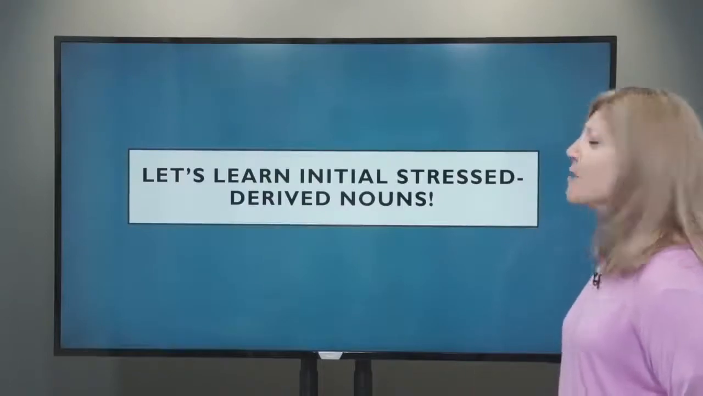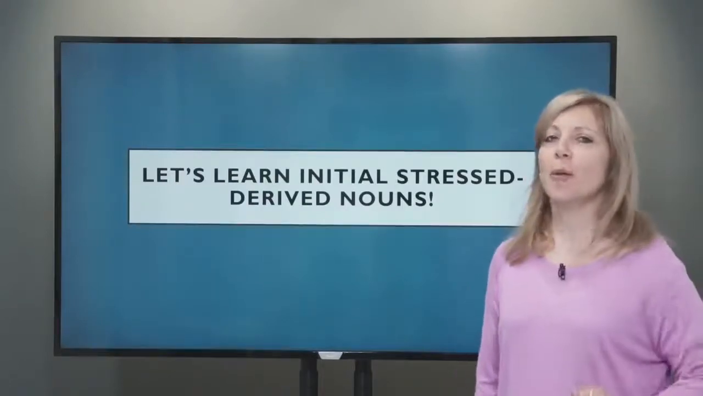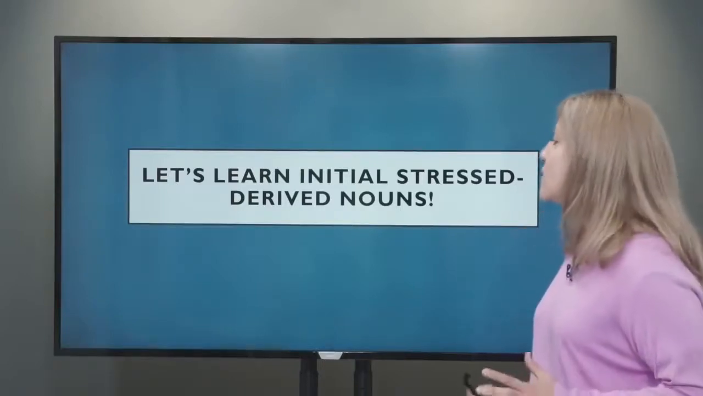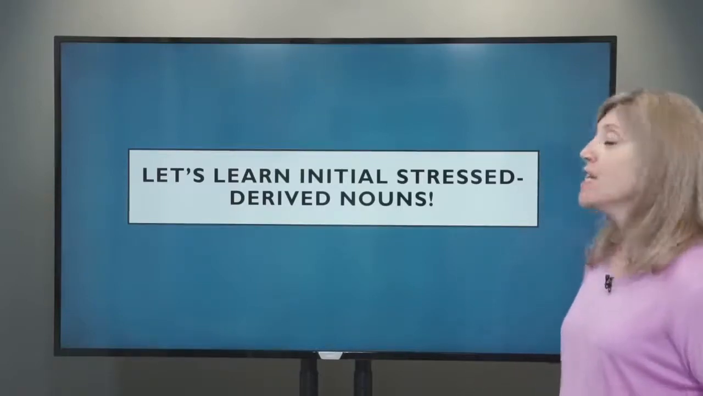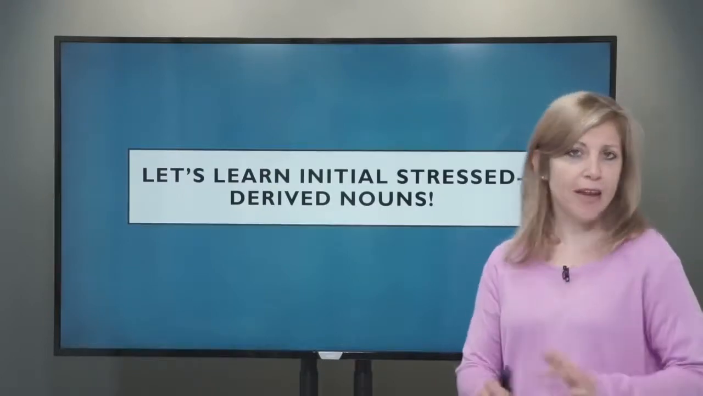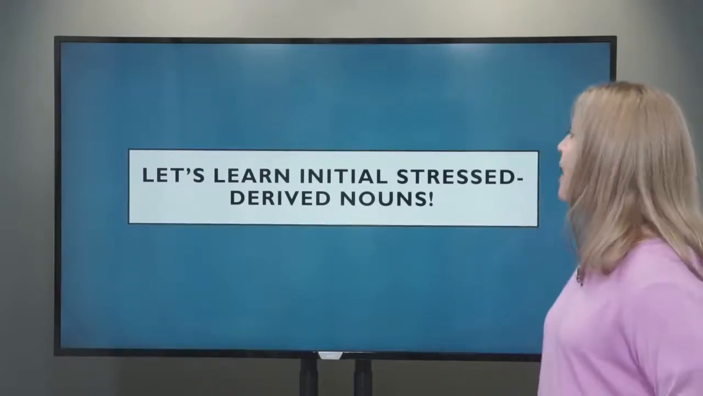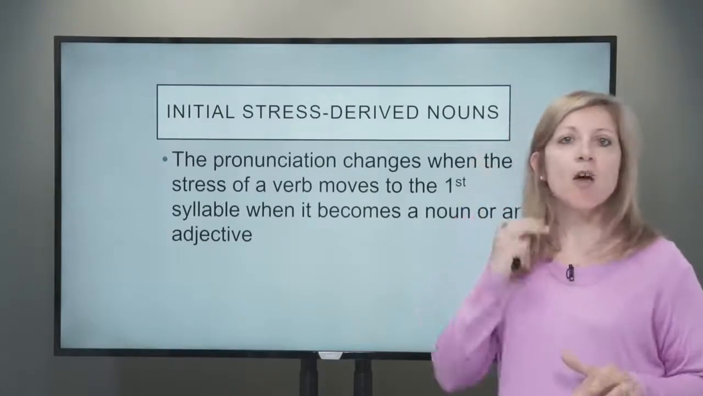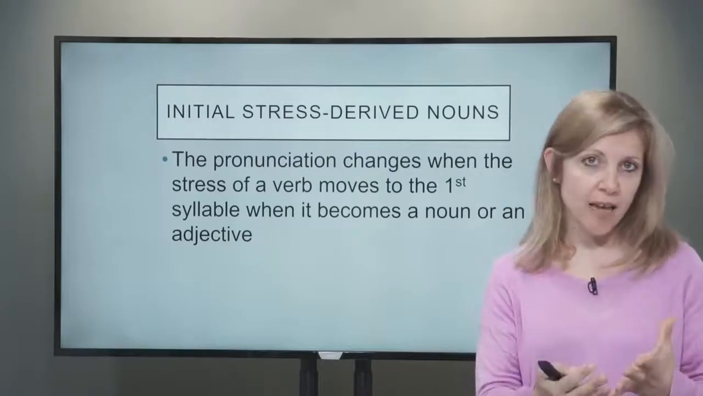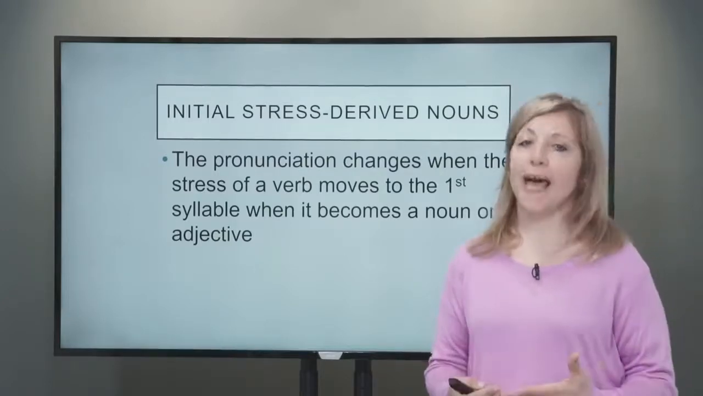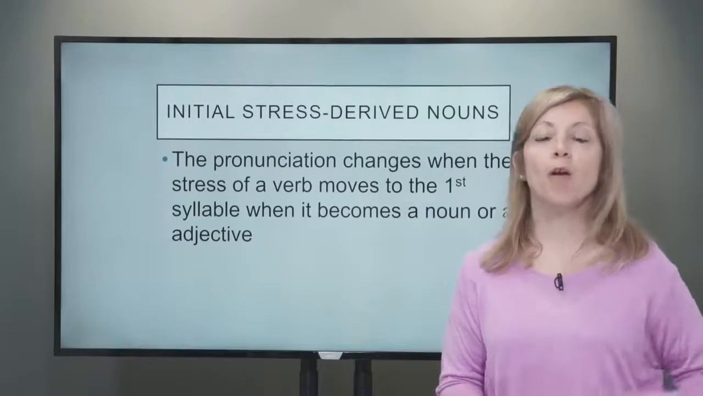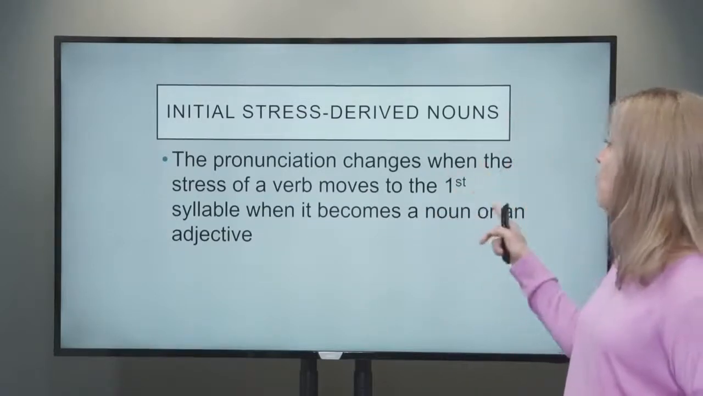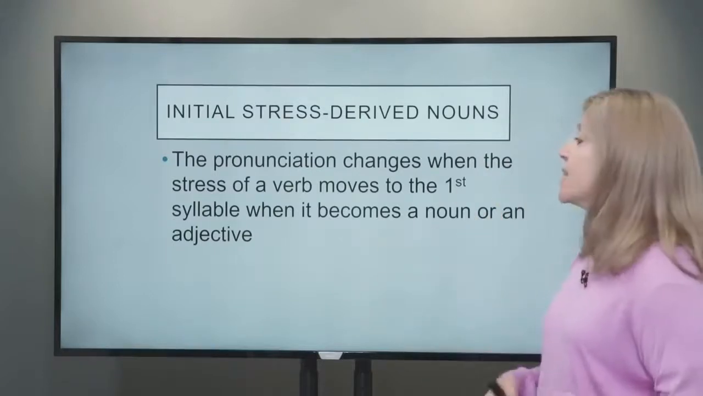And now, something a little bit different. Maybe you've not heard about that before, but that's going to make you sound even more natural when you speak English. It's called initial stressed derived nouns. You're never going to remember the title, so let me explain what it means. Basically the stress changes when the word is the same, whether it's a verb or a noun. If we use the same word for a noun or a verb, then what happens? The stress moves to the first syllable when it's a noun.